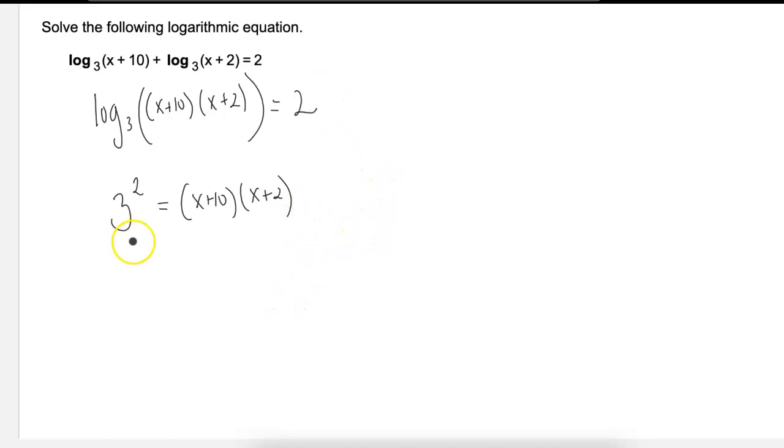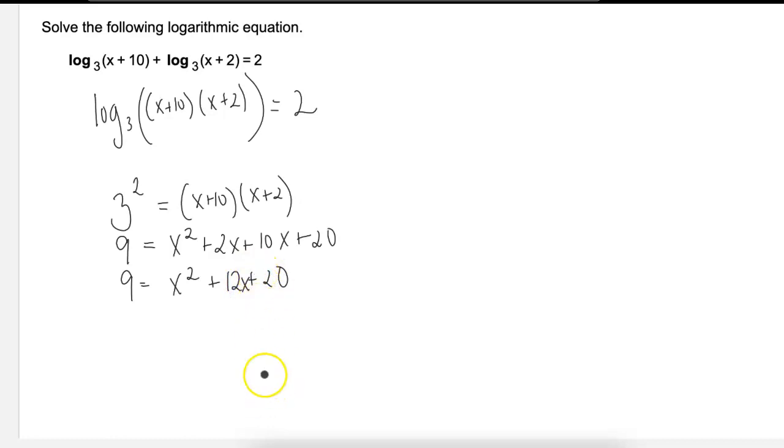So let's multiply some things out. That's going to give us 9 on this side. Here, when we multiply this out, we get x squared plus 2x plus 10x plus 20, which we can combine some like terms to the following. Oops, forgot my x. And because this equation is now quadratic, we're going to use quadratic methods to solve.